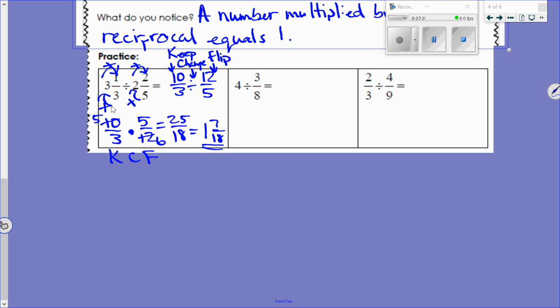Pretty easy, right? A second one. Whole number.